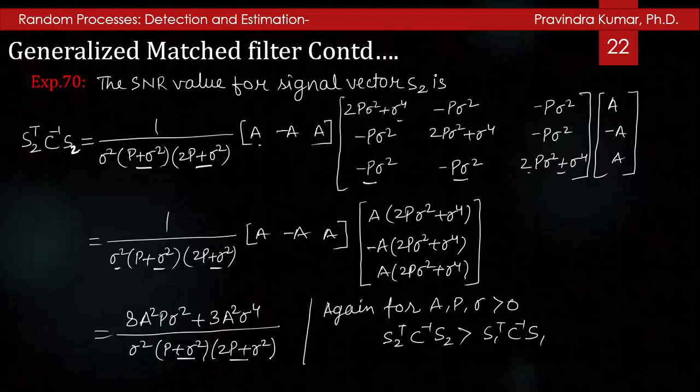So far in this lecture we have discussed the generalized matched filter detector and its performance. Also we have discussed signal detection in colored noise. This was the 16th lecture of the lecture series on random processes, detection and estimation. In the next lecture, we will discuss the detection of the deterministic signal with unknown parameters.